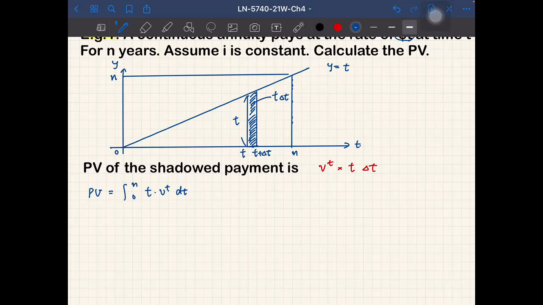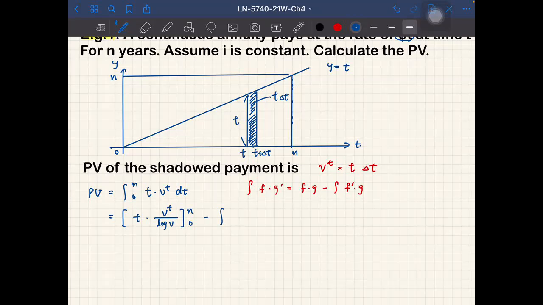So we have to do integration by parts. In general, remember that the integral of f times g prime is equal to f times g minus the integral of f prime times g. So if we have f of t equal to t, then we just have t here. And g is the antiderivative of v to the t's power, that is v to the power t over the log of v. Then we plug in n and 0.